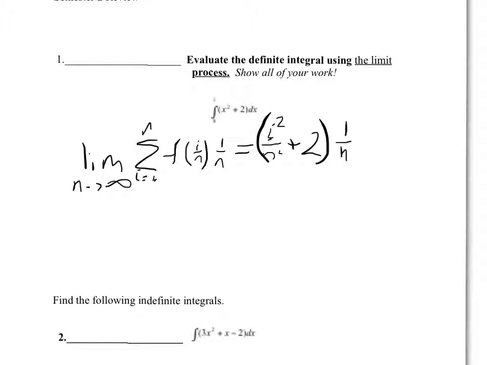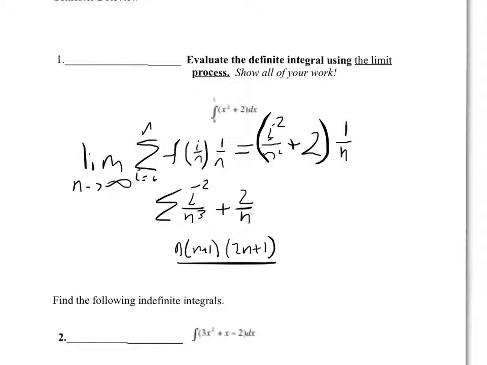So if I distribute that through, I'd get the sum of i squared over n to the third plus 2 over n. Okay, so that would mean the sum of i squared is n times n plus 1 times 2n plus 1 all over 6, and I still have an n to the third there, plus 2 over n times n itself, so those will cancel. This n cancels one of those, so that's now an n squared.